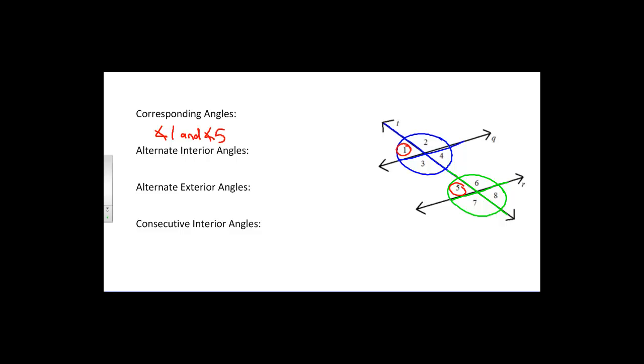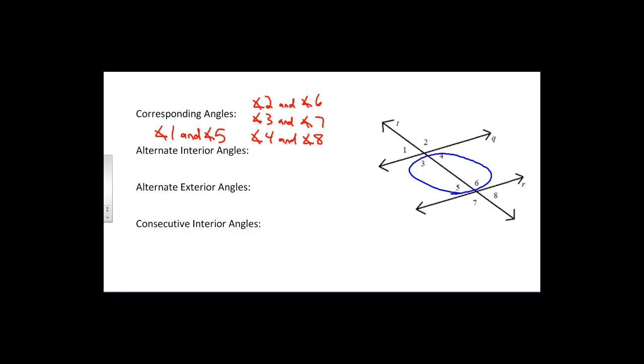Angle 2 is a corresponding angle with angle 6, as are 3 and 7 and 4 and 8. Our next angle set, alternate interior angles. The name, like before, gives it away. Well, first of all, these are among the interior angles, so I know I'm choosing from angles 3, 4, 5, and 6.